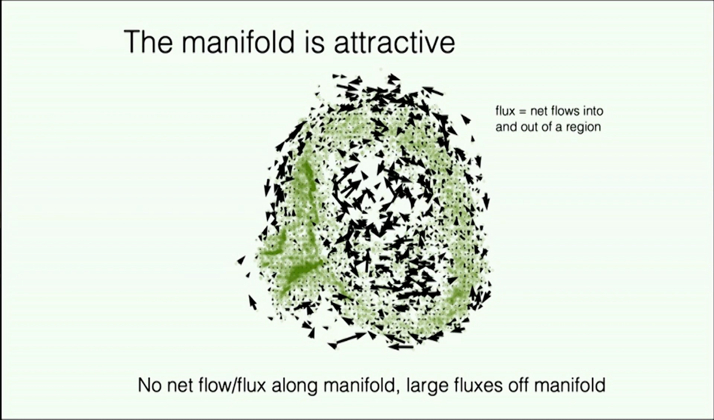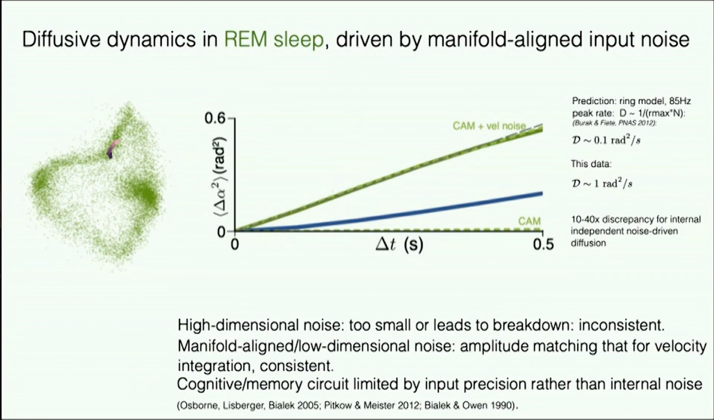But if the state is knocked off the manifold, then it tends to have large net flows back towards the ring, and we can quantify this in various ways in higher dimensions. So it would suggest that this system is really a set of attractive states. This is an attractor. It's a manifold where the states are stable and attracting. States off of it are attracted back to it, and along it, it's neutrally stable from an energetic sense. And we can characterize the dynamics as really being diffusive during REM sleep.